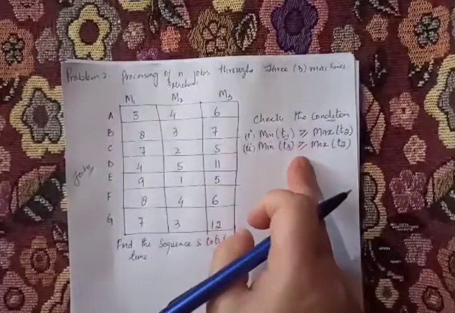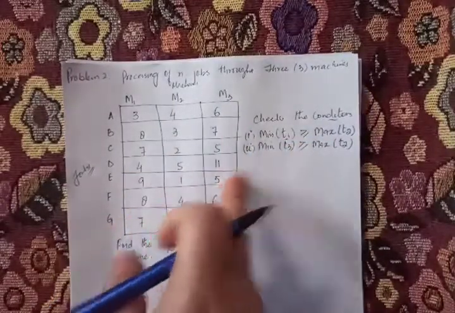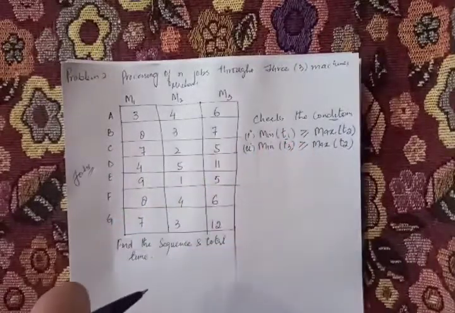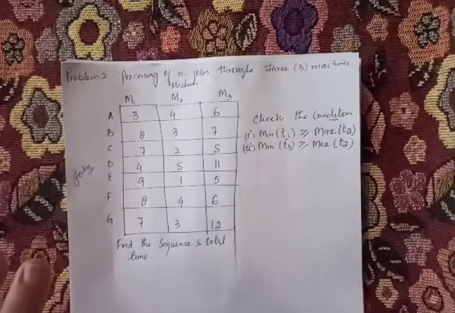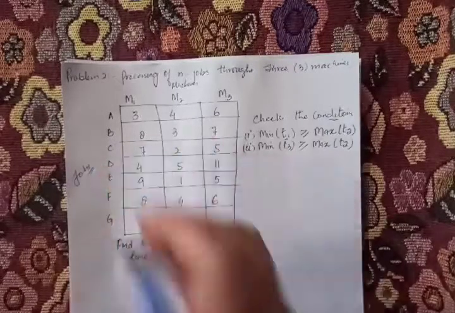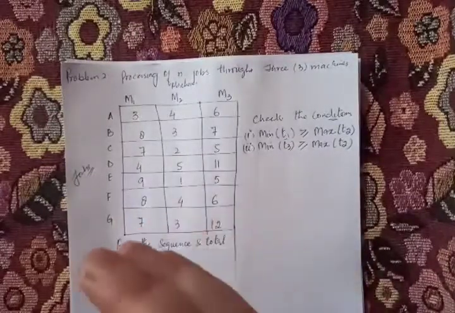That means in both the cases, we have to compare the first column with the second column and the third column with the second column. Either of the conditions should be true. If one condition is true, that means we can solve this question. If both conditions are false, then we cannot solve this question of job processing on 3 machines. So let us check this out for this particular problem, whether we can solve this or not.